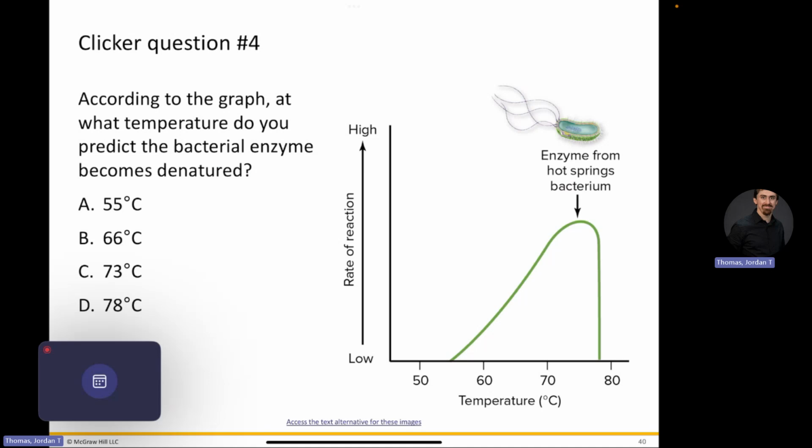Okay, so we're looking for the optimum temperature. We're looking at what temperature do you predict the bacteria enzyme becomes denatured? So what temperature does the enzyme actually break down? And we know if the enzyme breaks down, it has the lowest activity. And that means it's right here. At too high of a temperature, the enzyme breaks apart and no longer functions. So the answer would be D. And we can tell that because at that point, all enzyme function stops.